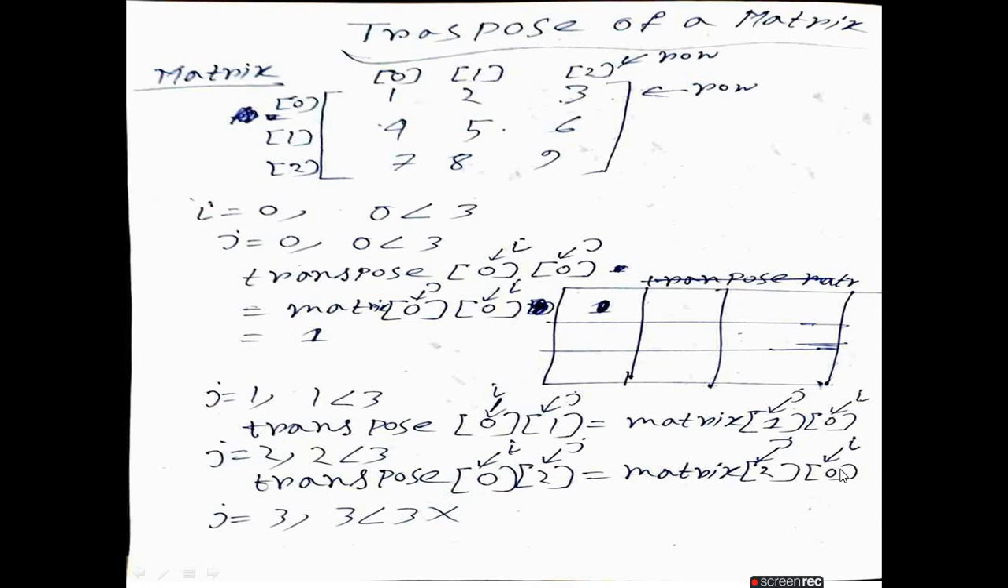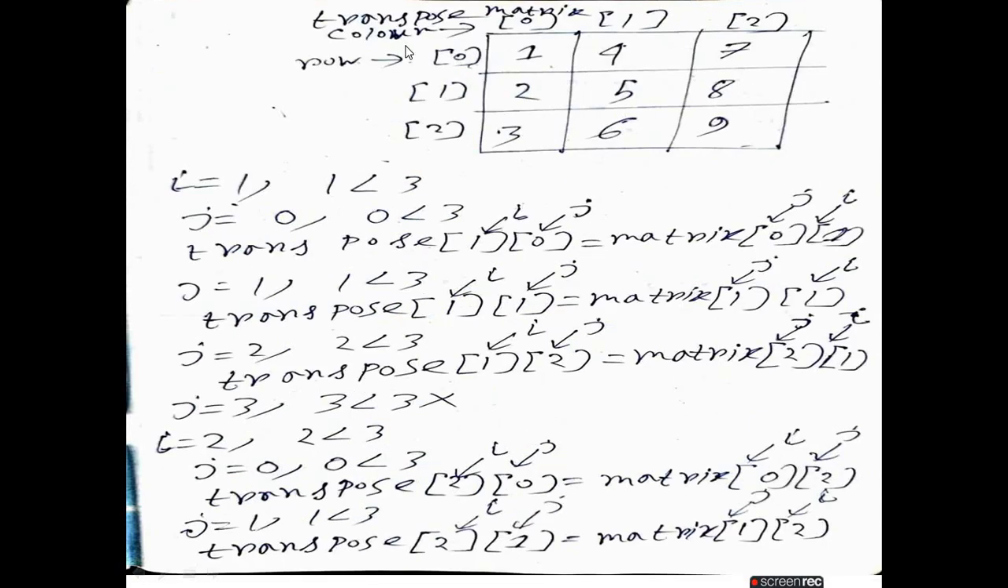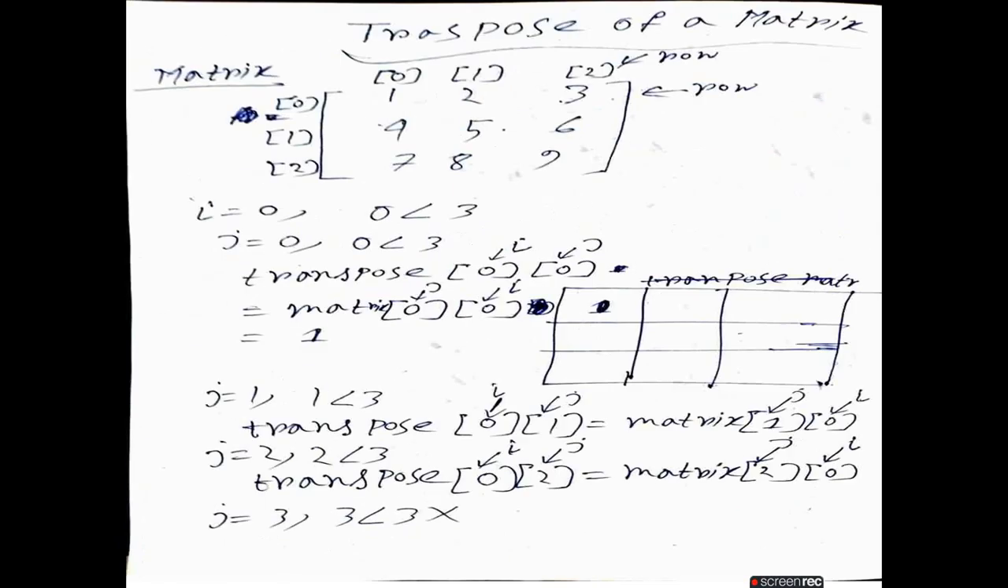What is the j value? 2. What is the i value? 0. That means matrix 2 0. What is the value of matrix 2 0? 7. So 7 is successfully inserted at the position transpose of row 0 column 2. So row 0 is completed. Then go to row 1. Now increment j, j is 3, 3 less than 3? No, stop.